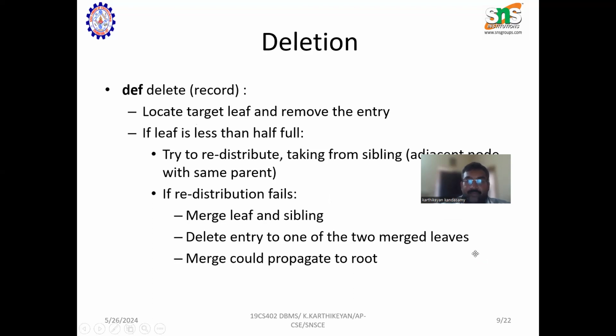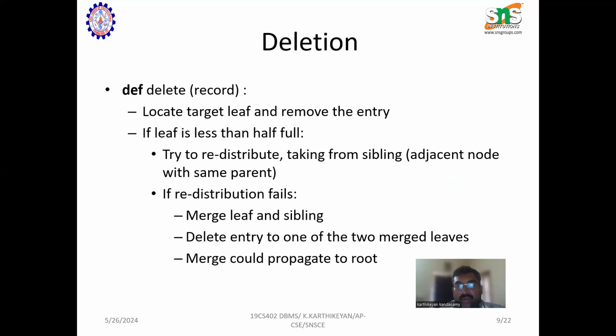So for delete: locate the leaf node and remove the entry. If the leaf is less than half full, try redistribution, taking from a sibling, an adjacent node with the same parent node. If the redistribution fails, merge the leaf and sibling, and delete the entry. One of the leaf nodes merges, and the merge could be propagated to the root node.